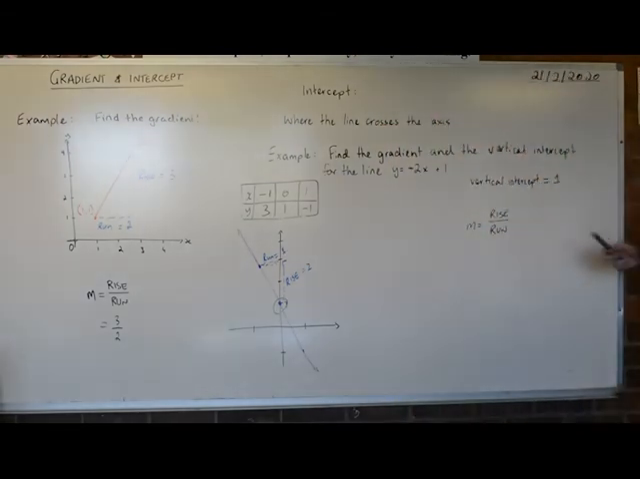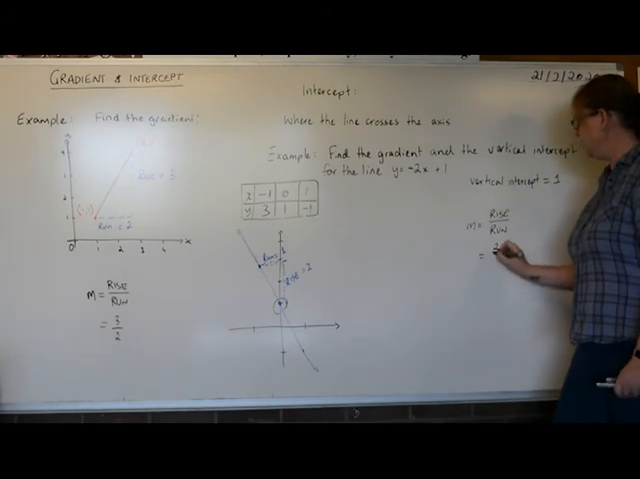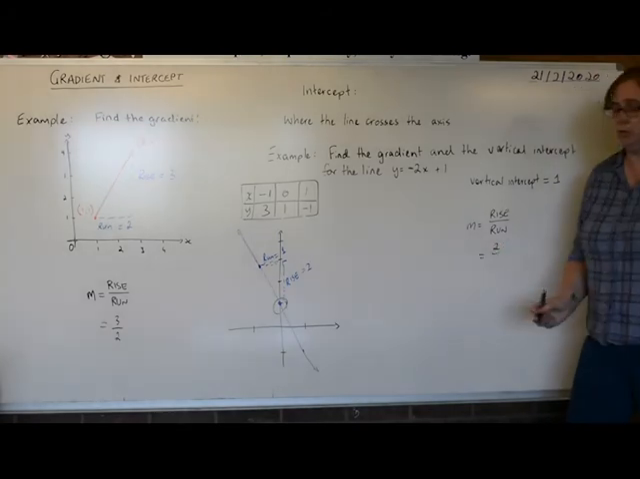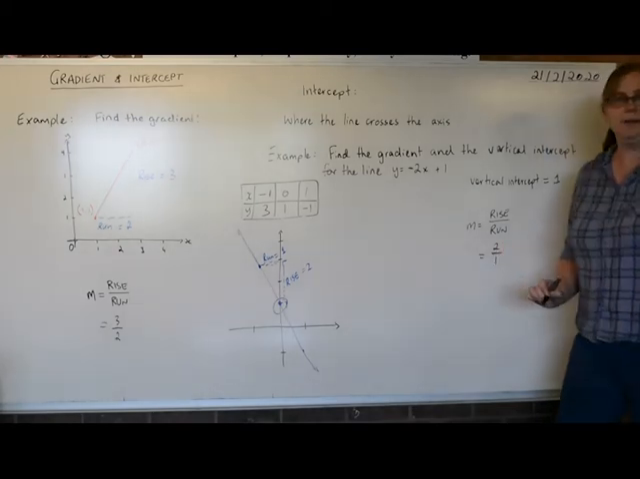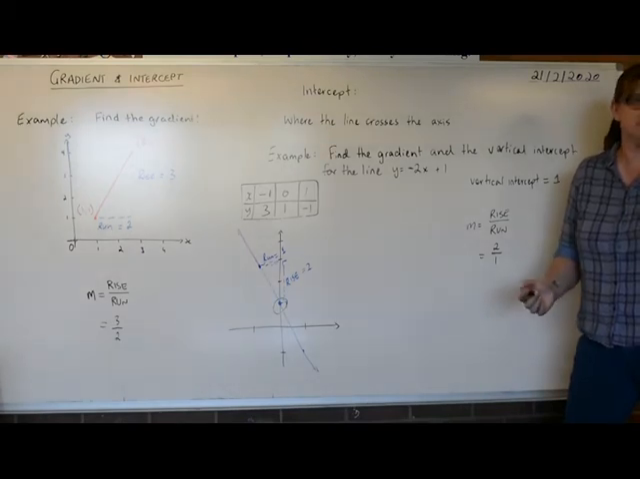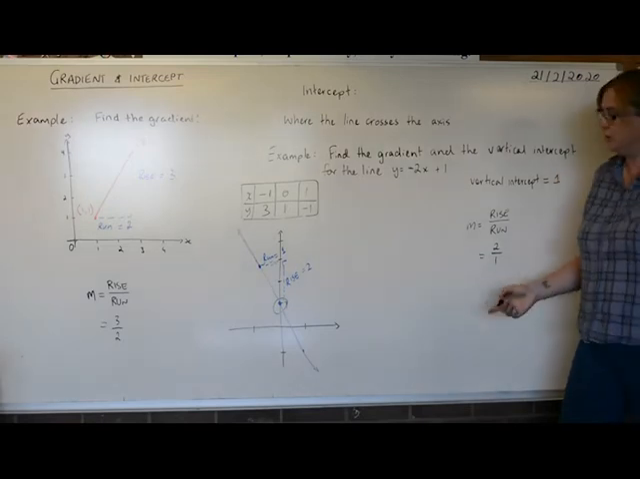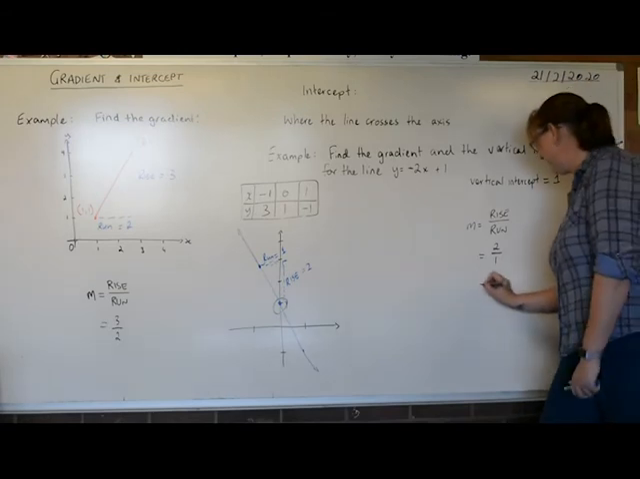So over here, what am I going to put in? For the rise, put in 2. For the run, put in 1. Can I simplify 2 over 1? What can I simplify it to? Just 2, because it's 2 divided by 1. So it's just 2.